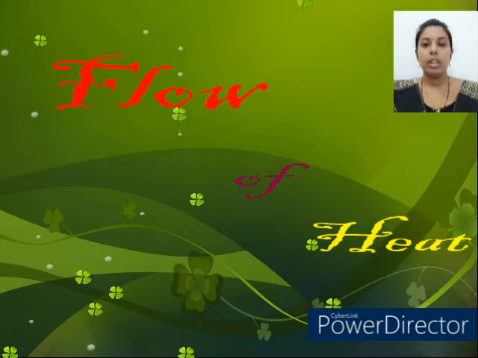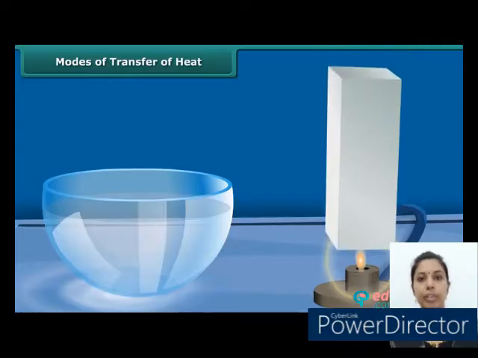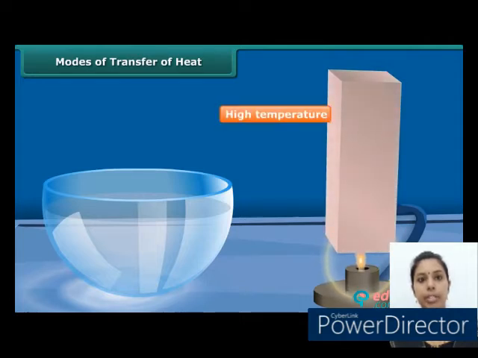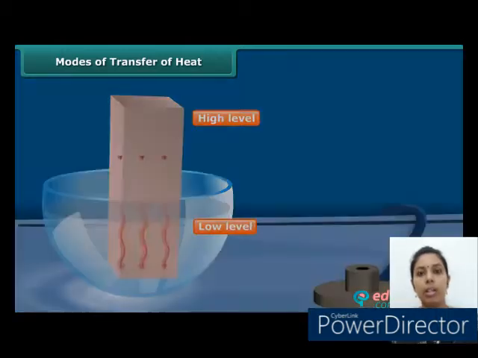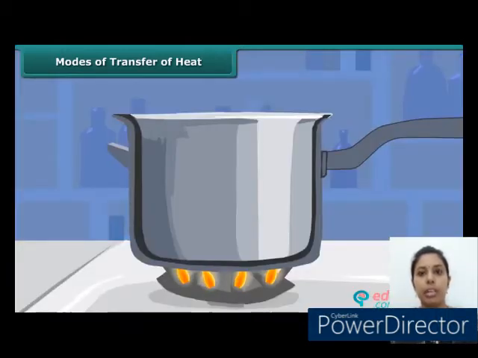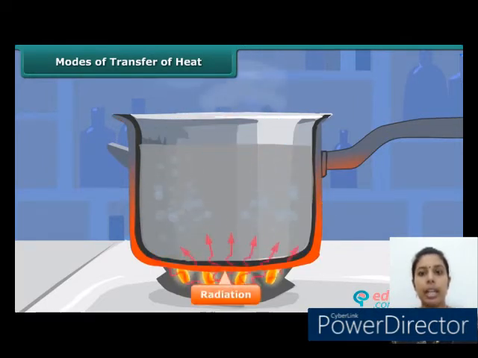In this module, we will discuss about flow of heat. Flow of heat takes place in a particular direction, that is from bodies at higher temperature to bodies at a lower temperature, as water flows from higher to a lower level. There are three modes of transfer of heat from one place to the other place. These are conduction, convection, and radiation.